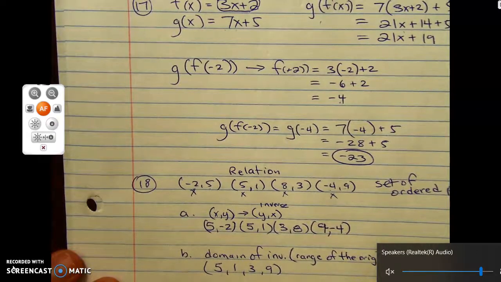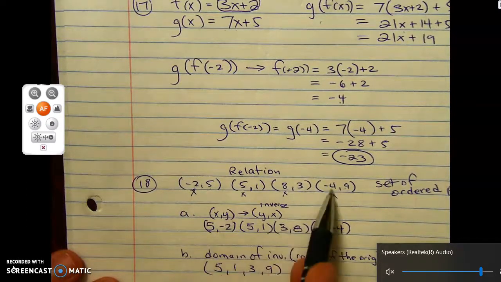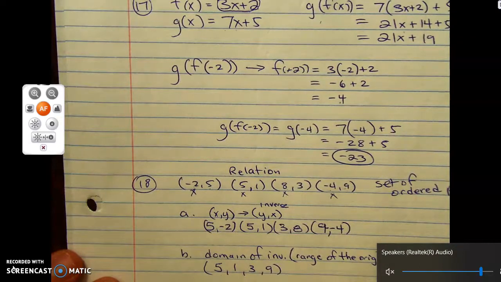And the range of the inverse will just be the domain of the original problem. So -2, 5, 8, -4. Don't do part D. I've only got 30 seconds left. I'm going to pause it real quick and do 19.